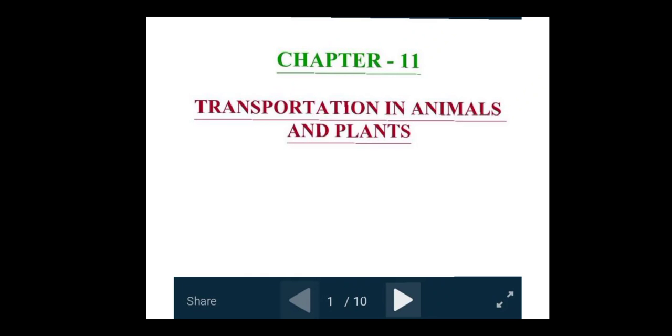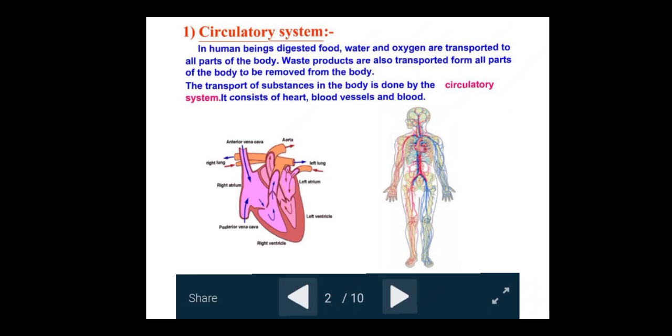Hello student, today we are going to start with chapter number 11, that is transportation in animal and plant. So let's start understanding what is transportation in animal and plants.